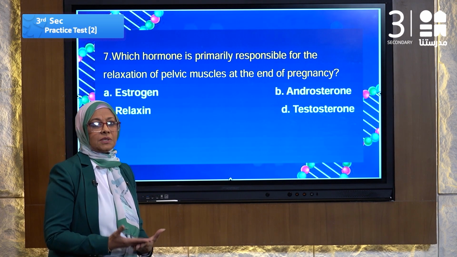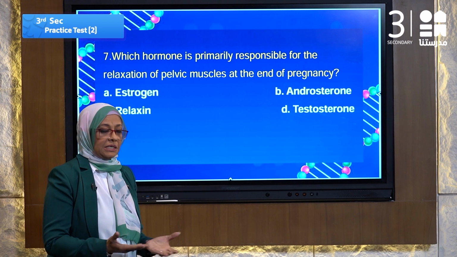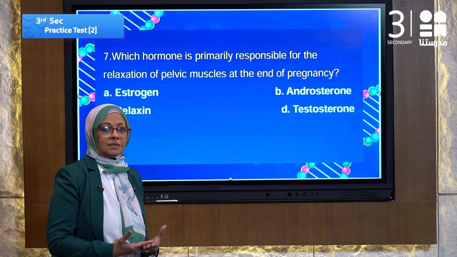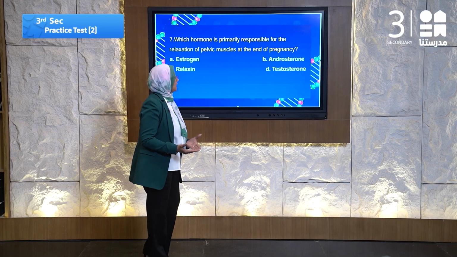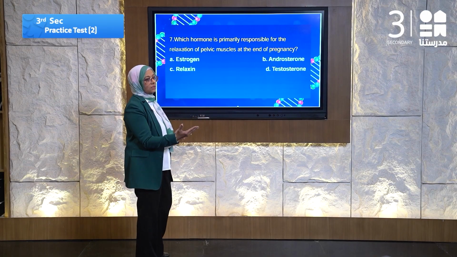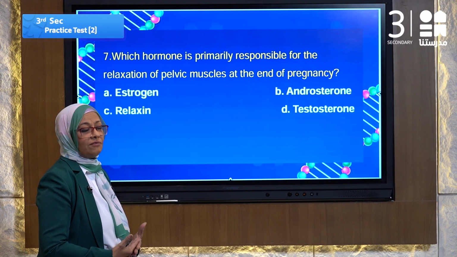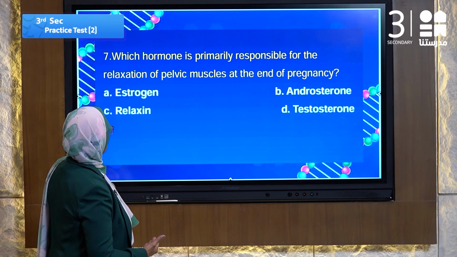Where are the pelvic muscles? The pelvic muscles are at the end of the abdomen. Why do we need the pelvic muscles? The pelvic muscles permit the baby to go out of the body of the mother. That means we need many hormones. One of them is very useful in delivery. Let's read and suggest what it is.